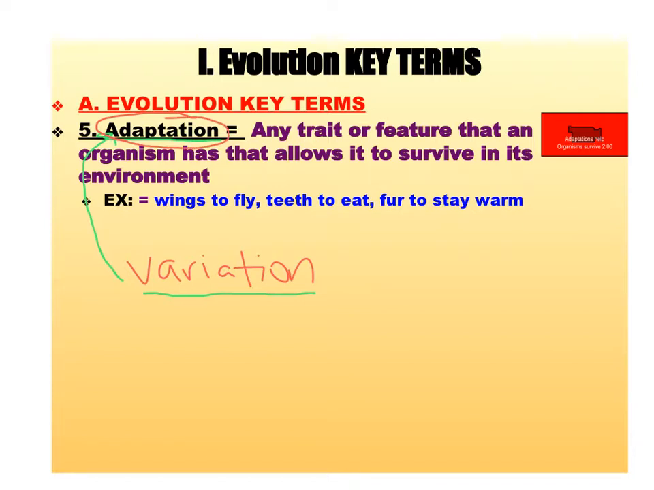Now that could be the color of your fur. So for a rabbit living in the desert, being brown is probably advantageous. It's probably an adaptation because if you're brown, it's probably tougher to see you. But if you're a rabbit living at the North Pole, it's probably better to be white because living in the snow, it would be harder for a predator to see you if you are white.